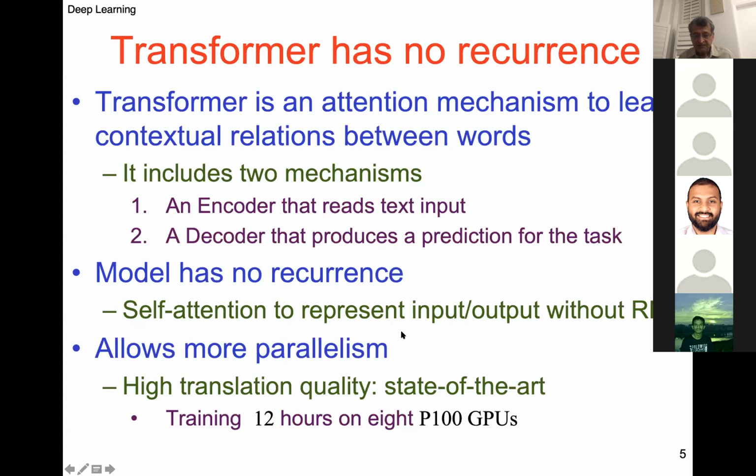So it uses self-attention to represent input-output without RNNs. With self-attention, we saw that it is some kind of a vector that shows what the relationship is between neighboring words. It allows more parallelism, high translation quality, state of the art, training 12 hours on 8 P100 GPUs.